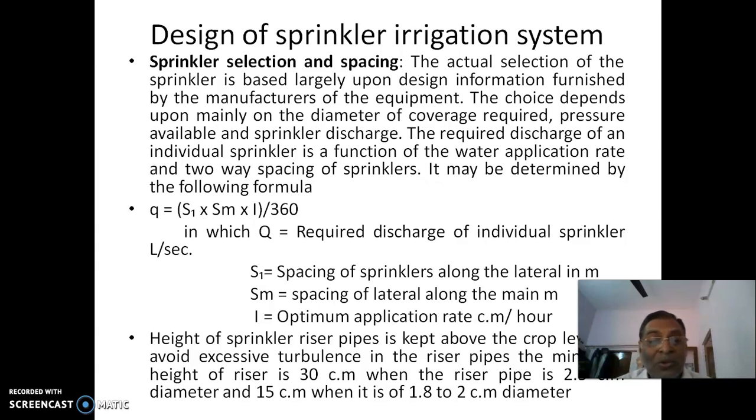To avoid excessive turbulence in the riser pipes, the minimum height of the riser is 30 centimeters when the riser pipe is around 2.5 centimeters in diameter, and 15 centimeters when it is 1.8 to 2 centimeters in diameter. So as per the diameter, in order to avoid turbulence, the height of the riser has been decided.